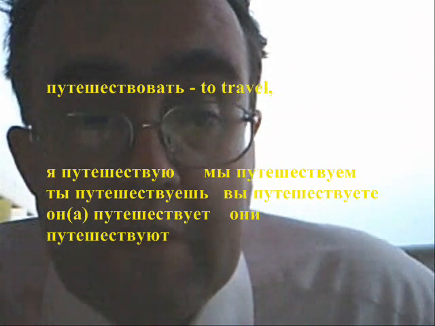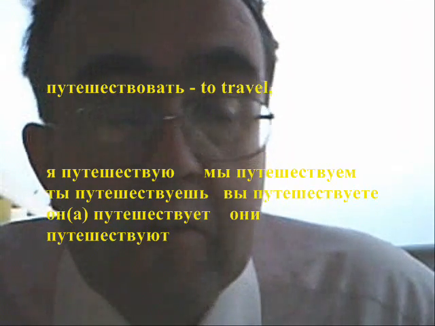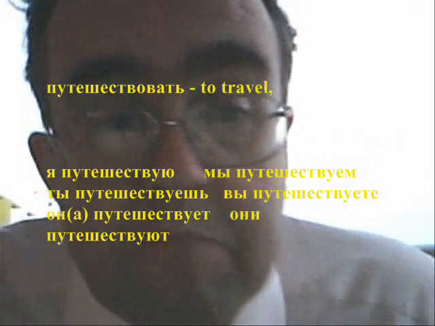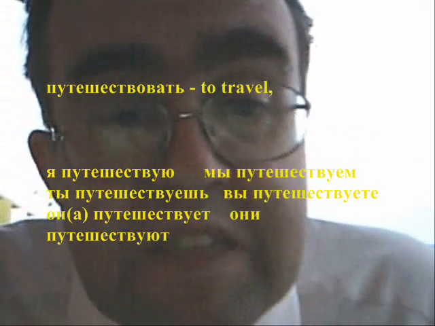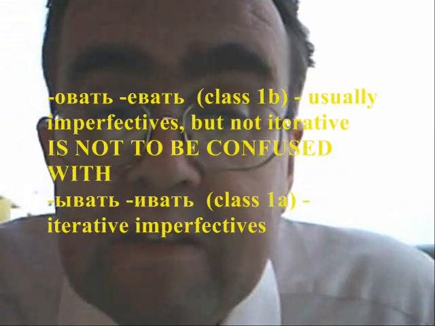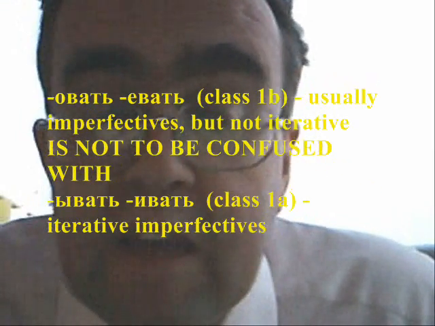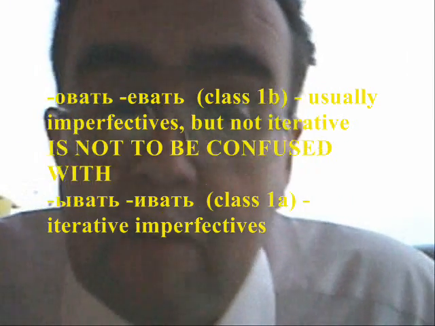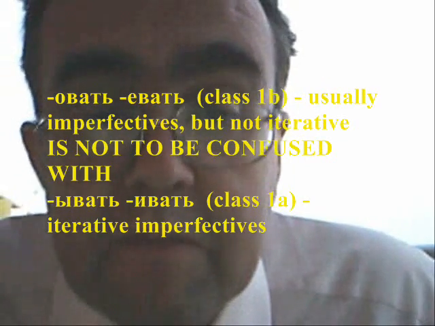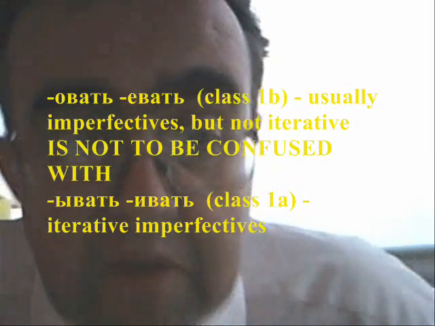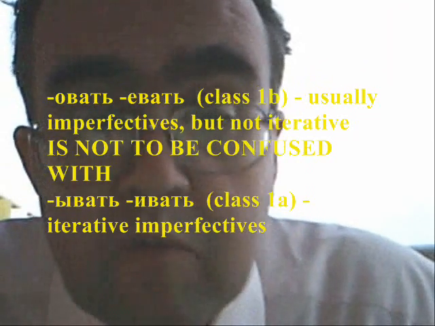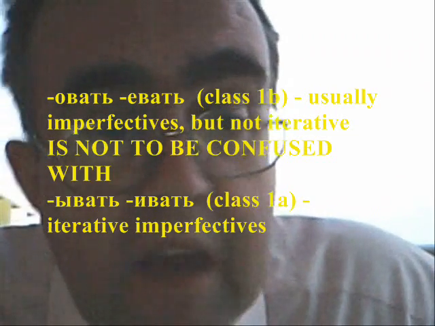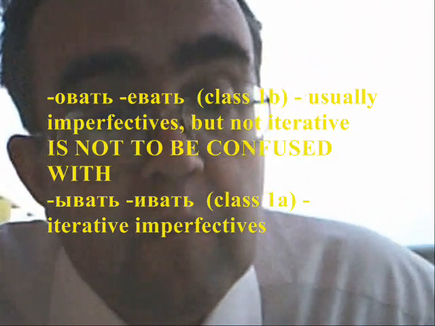Путешествовать, to travel. Often these tend to be imperfective with these forms. Okay. Please notice it is not the same as ovat or ivat, where you have ovat and ivat. These are all what you call the iterative suffix. It means you're doing something a lot of times, like разговаривать means you have a lot of разговор. Okay, and these are always 1A style verbs in ovat and ivat. But if you say ovat and also evat, they are in this form 1B.